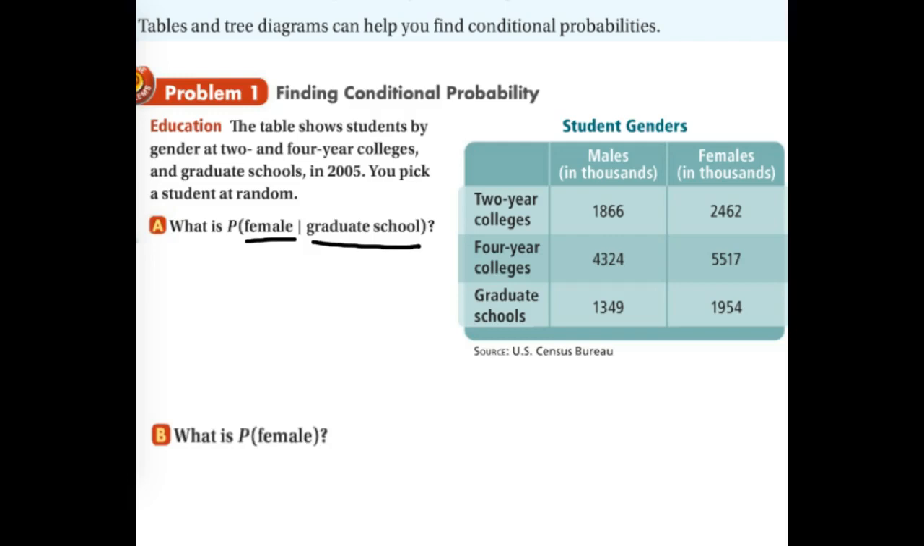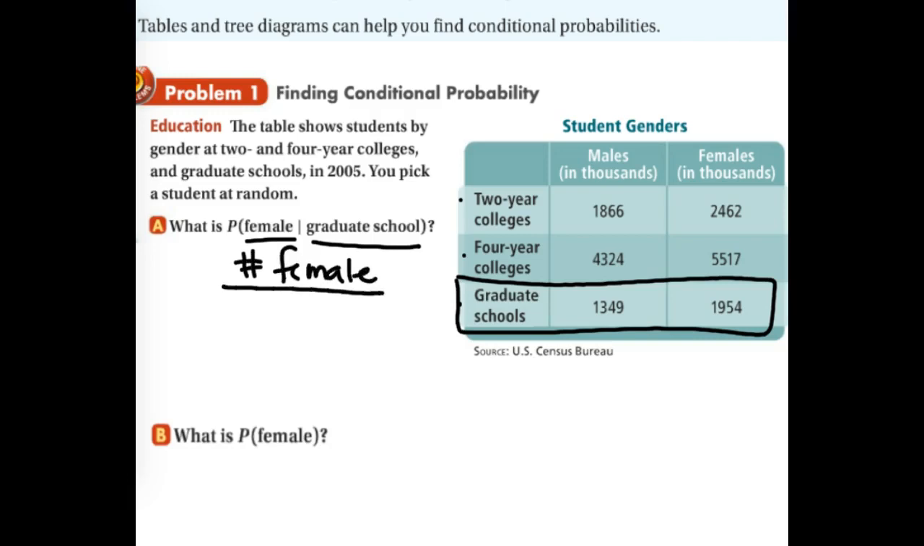So when we look at the table, we've got 2-year colleges, 4-year colleges, grad schools. If it says given graduate school, then we are only going to work with that part of our table. All right? They're telling me to narrow down my focus. I know the student is in grad school. Now, what is the probability they're female? Okay? So we would need the number of females, and then we would divide it by the total in grad school.